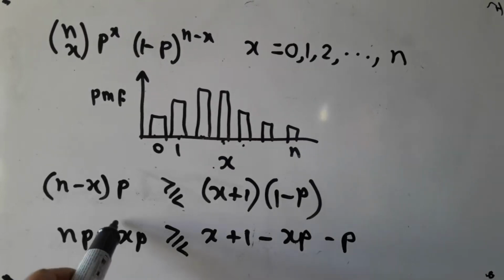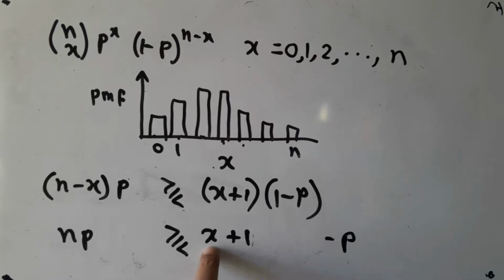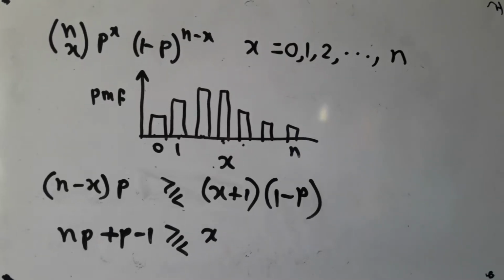I can see that xp and xp cancel off. My aim is to take all the x's to one side and all the other things to the other side. So I have only x here, so I want to keep this x and take this on the other side. So I have achieved my first part.